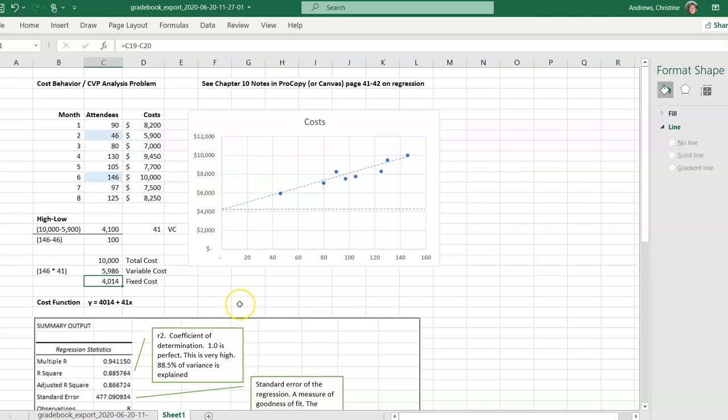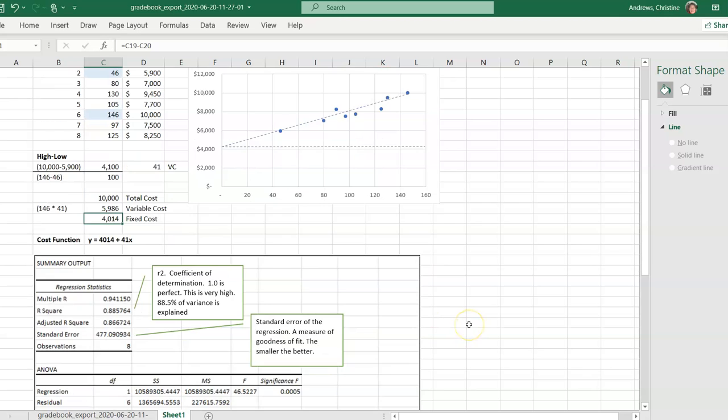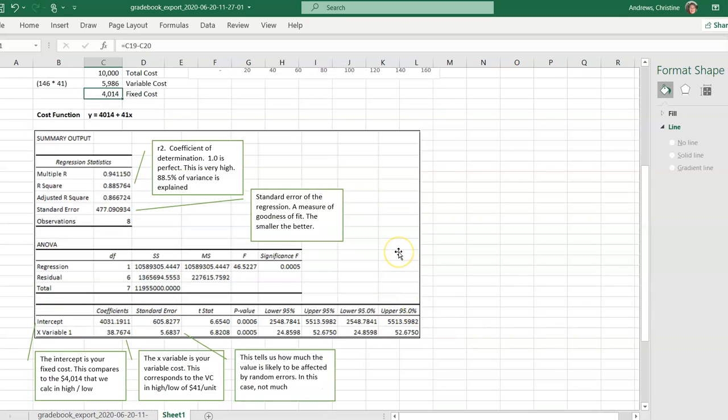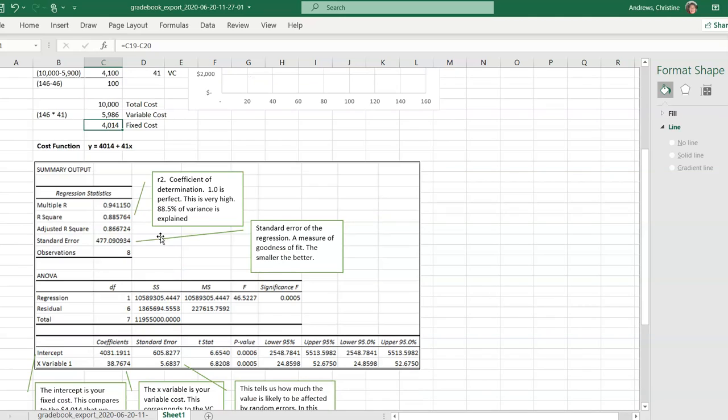Now on the next page in the Pro Copy book, page 42, are the regression results. The first thing I look at is the R-square, which is called the coefficient of determination. 1.0 is perfect, so this is very good. This tells us that the variable of number of attendees accounts for 88% of the variance. It explains 88%. That's very, very good.